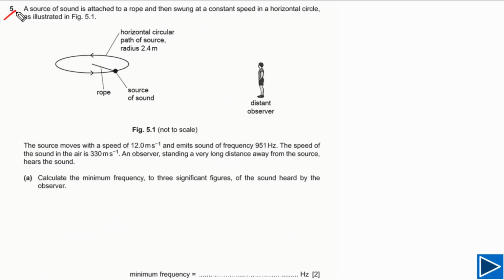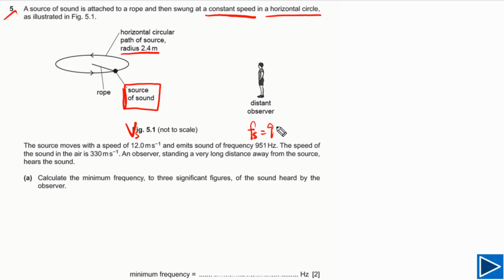For question 5, it is given to us that a source of sound is moving in a circle and the radius of the circle is 2.4 meters. The source of sound is moving at a constant speed in a horizontal circle, and the speed of the source is given, that is 12 meters per second. The frequency of the source is also given, meaning the frequency of sound produced by the source is 950 hertz. So we can simply say this is fs.